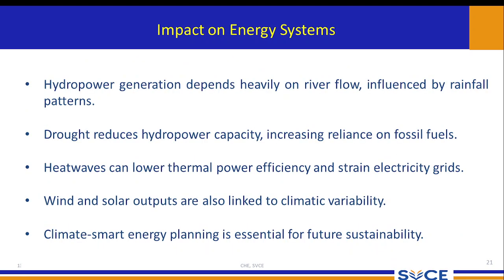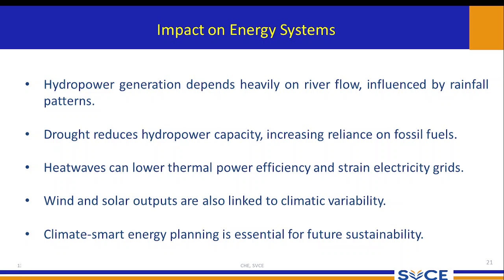Impact on energy systems. Hydropower generation depends heavily on river flow influenced by rainfall patterns. If there is no rainfall, if it is a drought, the river will shrink, so there won't be much river flow. Obviously, that will affect hydropower generation. Drought reduces hydropower capacity, increasing the reliance on fossil fuels. Then we need to go for fossil fuels again to produce the electricity.